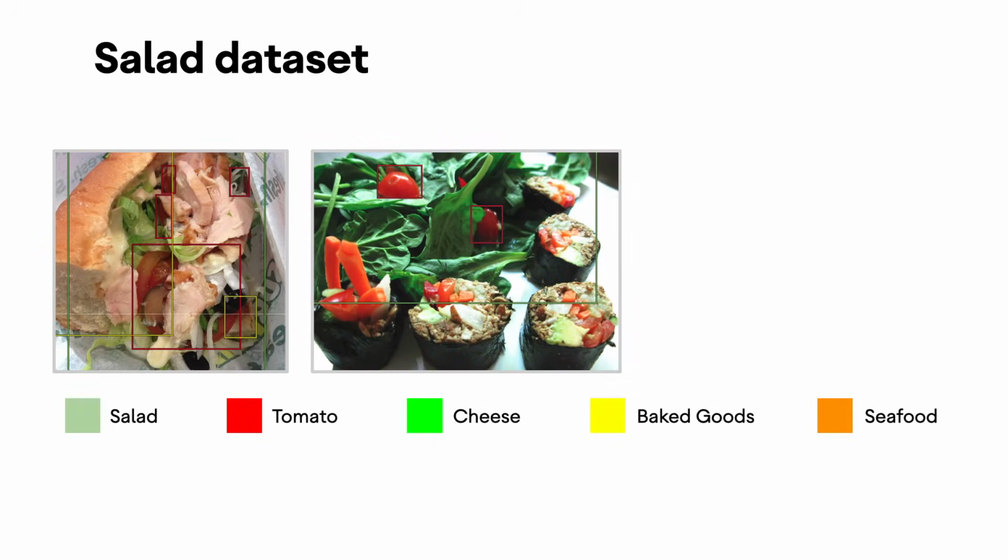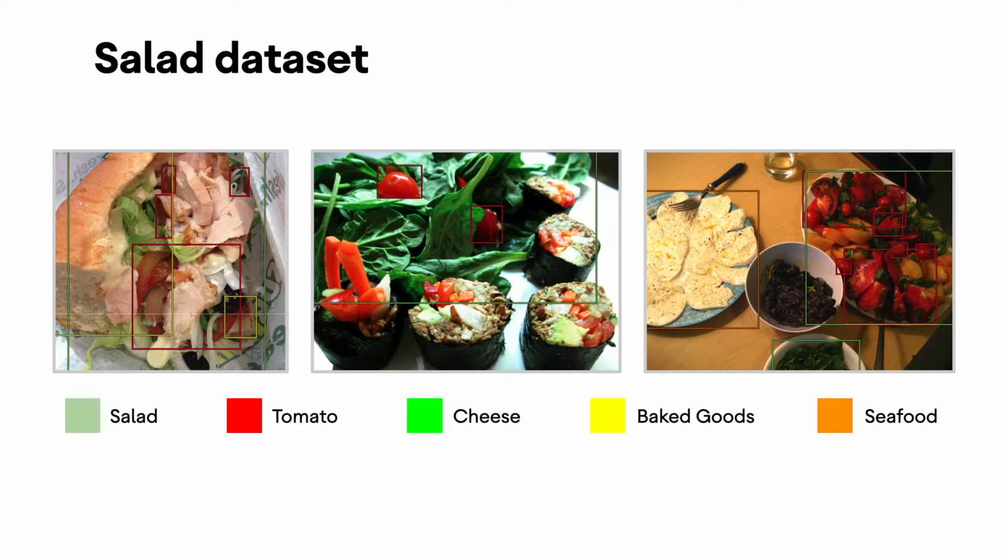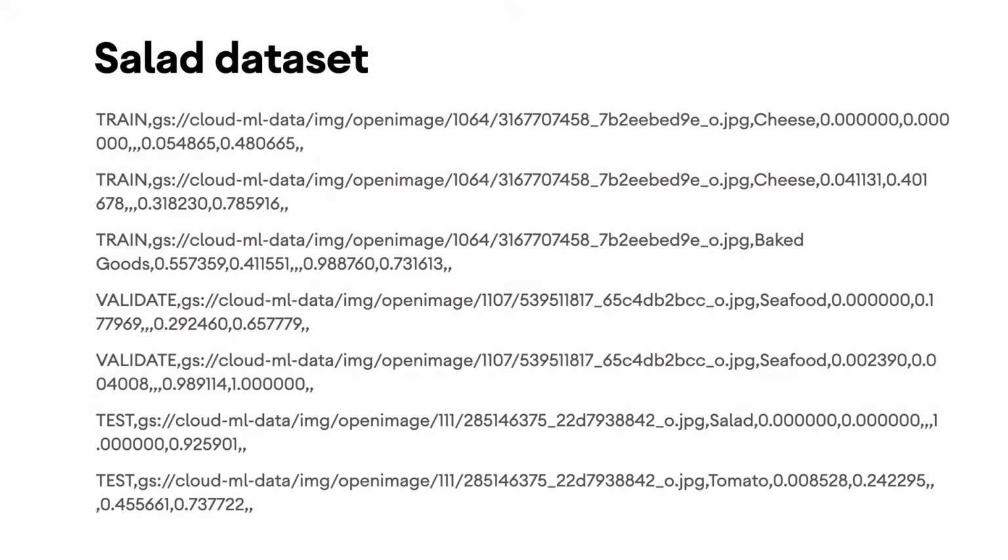To make it simple for you to learn how to train a custom object detection model, we already prepared a dataset that you can use right away. This dataset contains about 100 salad images, and there are 5 different labels: baked goods, salad, cheese, seafood, and tomatoes. Here are some example images from the dataset. The dataset contains about 100 images and a CSV file with the labels and the bounding boxes.